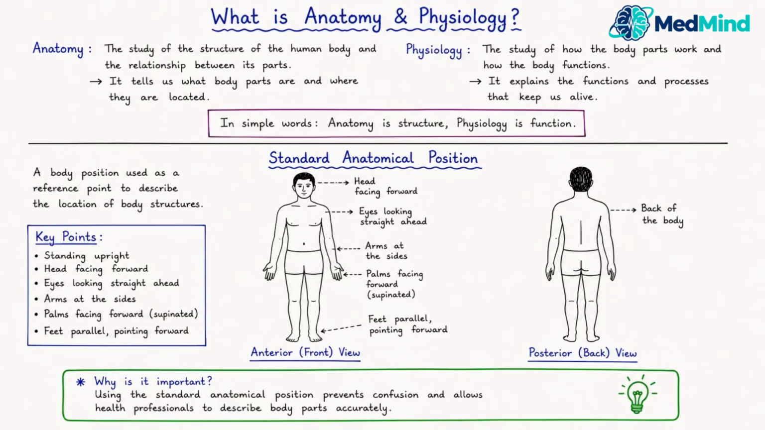Why are the palms forward? Many people naturally stand with their palms facing inward, but in anatomy, the palms always face forward. That's because it gives everyone the same reference point when describing muscles, bones, nerves, and blood vessels. Let's say a doctor says the patient's injury is on the inferior part of the forearm. Because everyone uses the standard anatomical position, every healthcare professional knows exactly where to look.